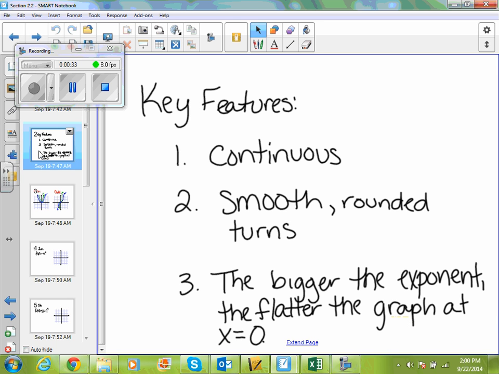The second thing we know about them is that they have smooth, rounded terms, not sharp-pointed terms like absolute value graphs. They're very smooth in their curves. And then the last thing that we need to know about them is that the bigger the exponent, the flatter the graph at x equals 0. So an x squared graph isn't very flat at all at x equals 0, but an x to the 4th graph is much flatter when we hit x equals 0. And we'll look at the different graphs together in a minute.